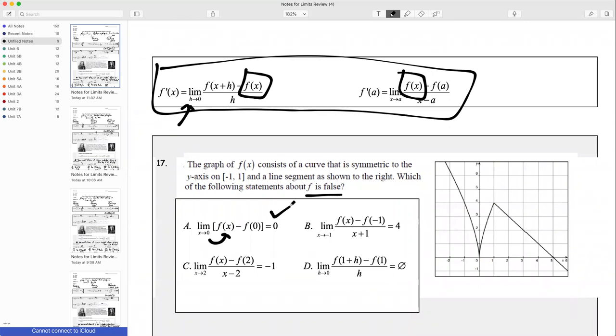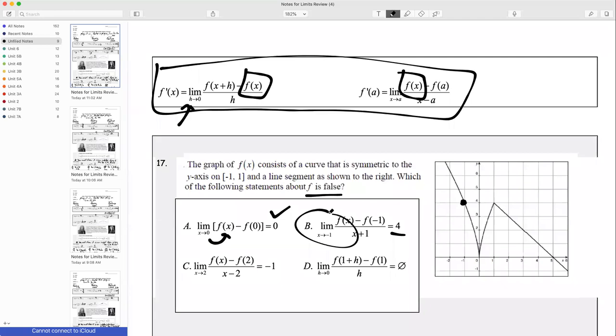Okay, evaluated at what point? At x is equal to -1, is the derivative 4? The value of the point is 4, but the derivative is the slope of the graph, and the slope of the graph is not 4. It's negative. So that has to be false.